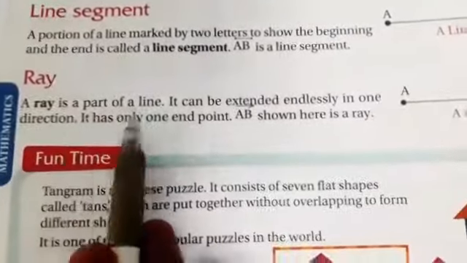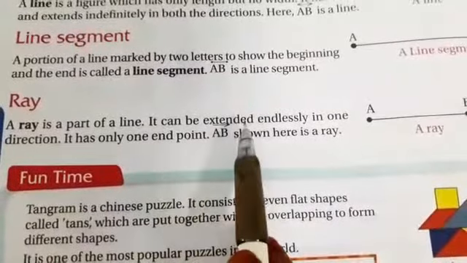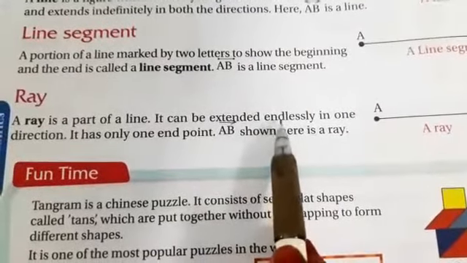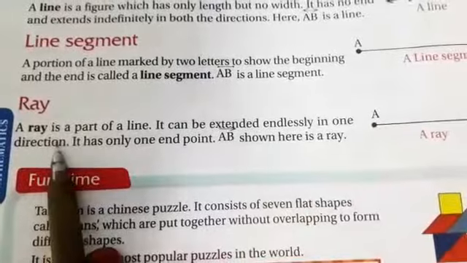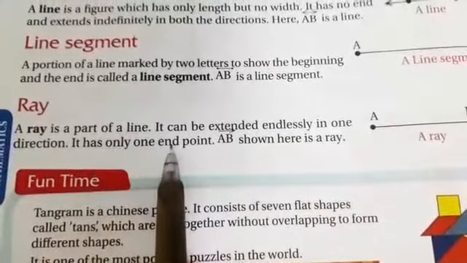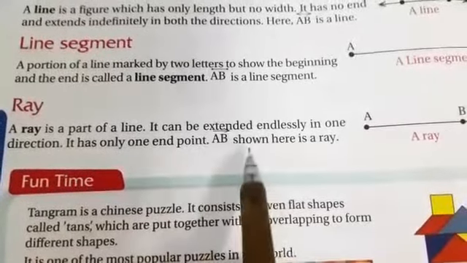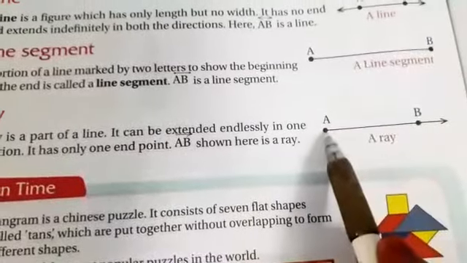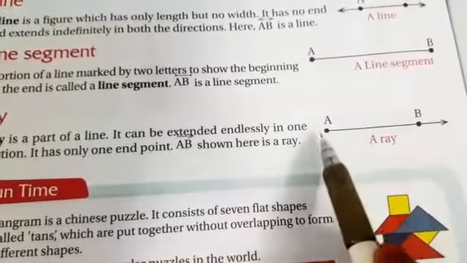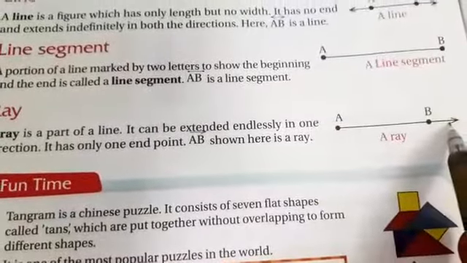Okay. Then the fourth one, ray. A ray is a part of a line. It extends endlessly in one direction. It has only one end point. Here look at it, point A denoted, point B denoted. But a ray goes in only one direction.